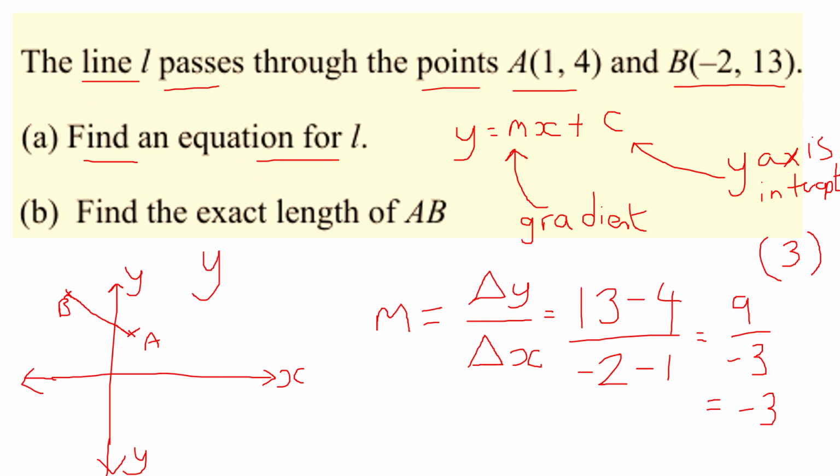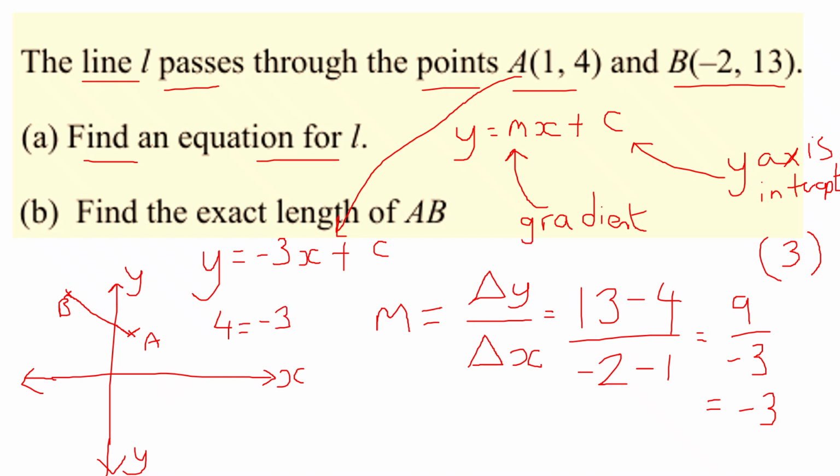So straight away, our answer is going to be in the format y = -3x + c. I can now substitute either one of the coordinates A or B to work out the value for c. Again, it doesn't matter. I'm going to go for A, because it's just a bit easier. So we have y is 4 when x is 1.